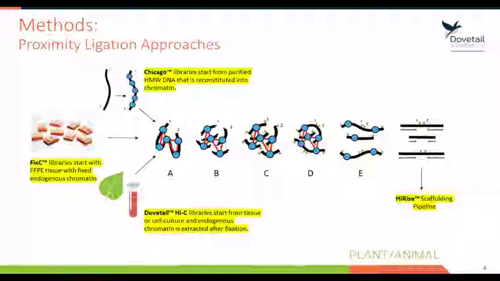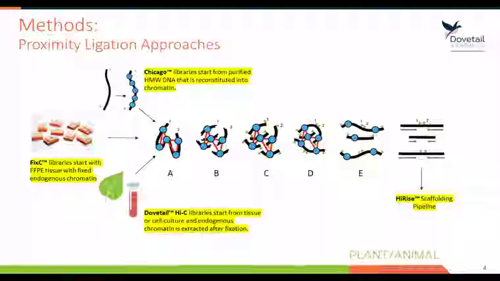So I'll start with Chicago. What we do with Chicago is we extract ultra-high molecular weight DNA, typically around 150 kb long. And what I've shown here in the cartoon, you can think of this as a 150 kb molecule here, and I'm following 2 points on this molecule labeled 1 and 2 through this whole process, so you can see what happens.